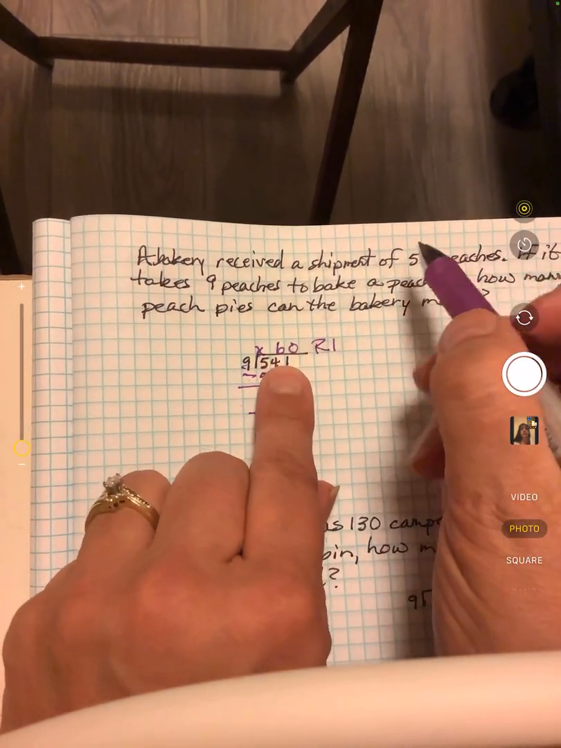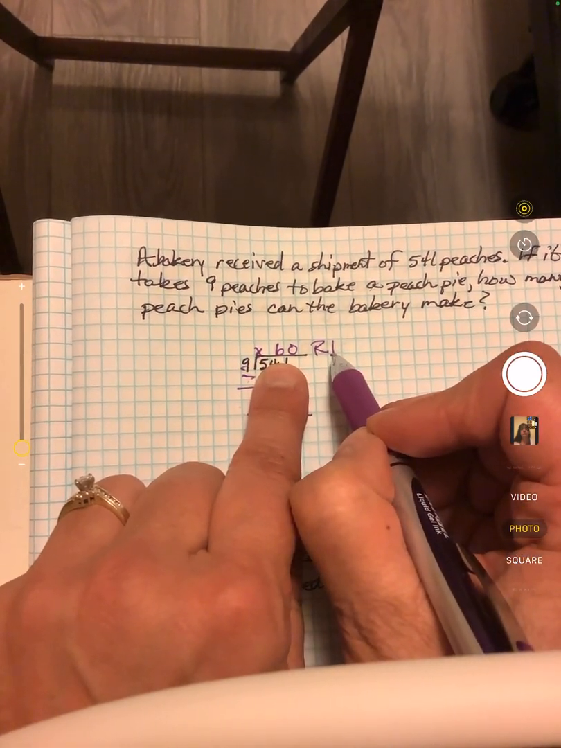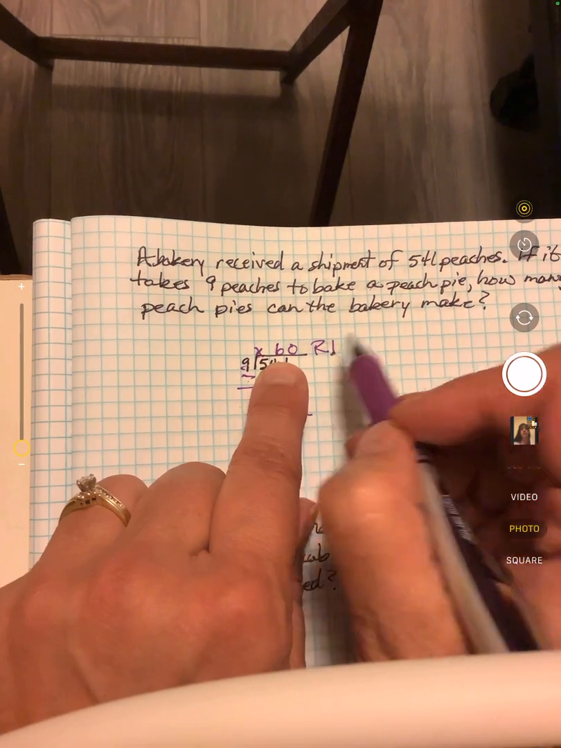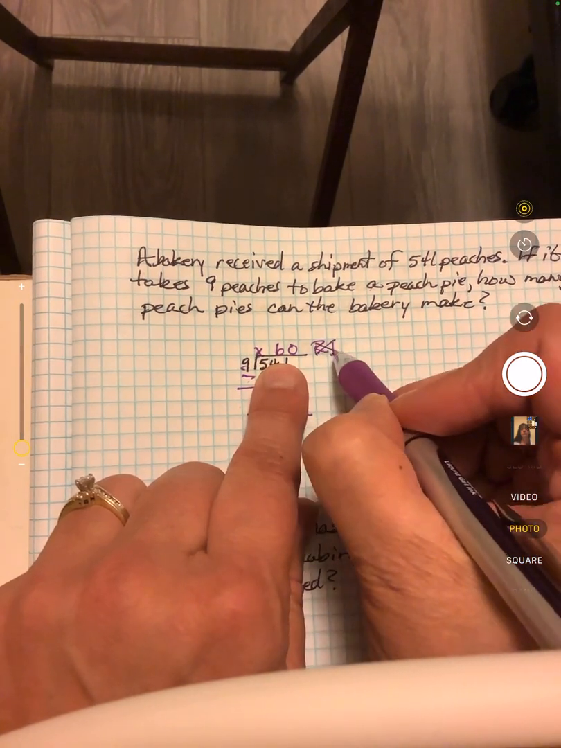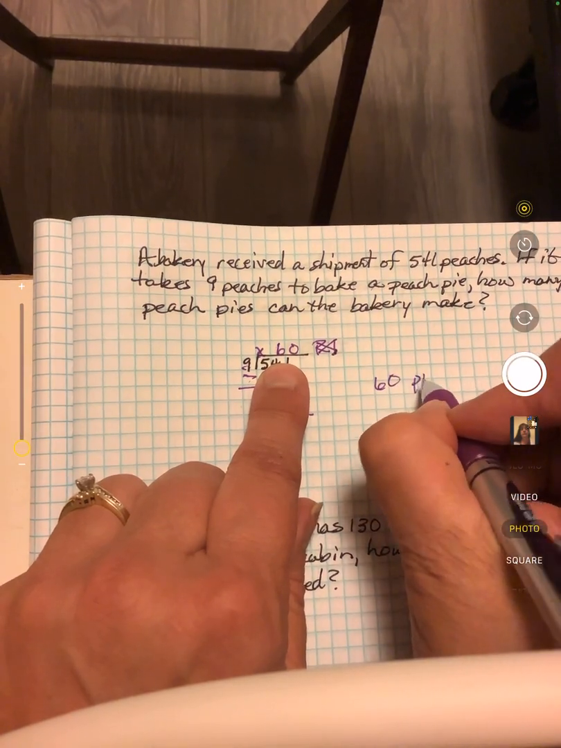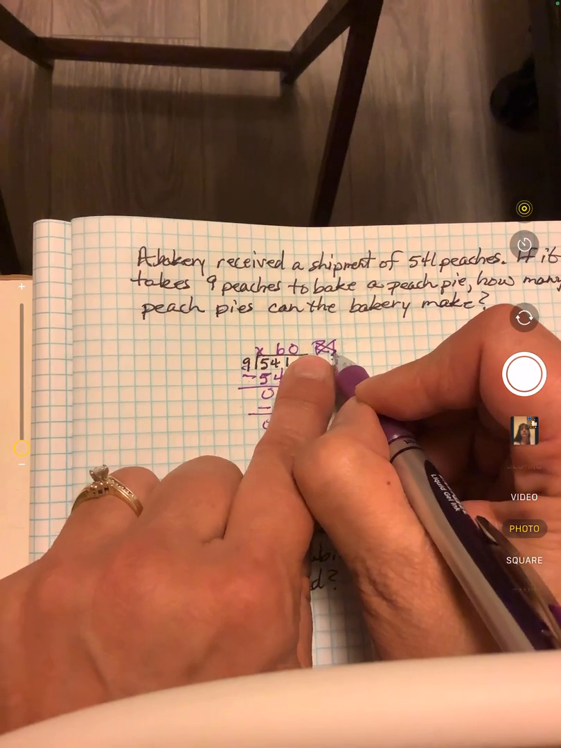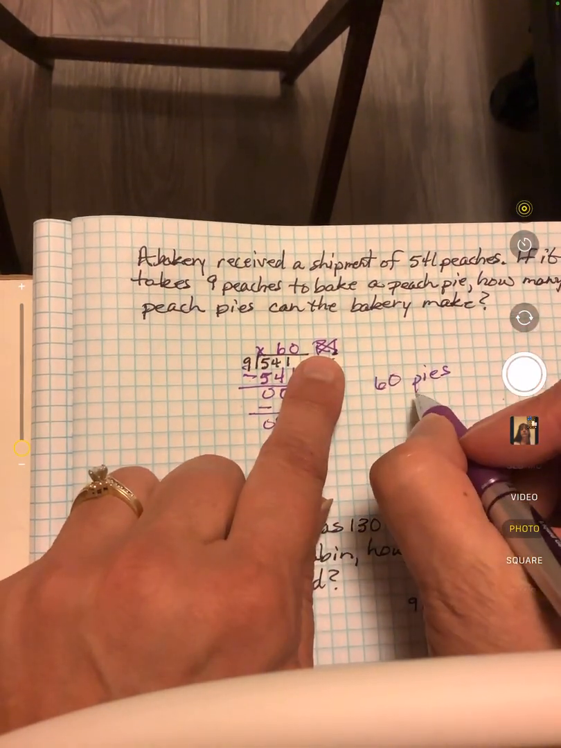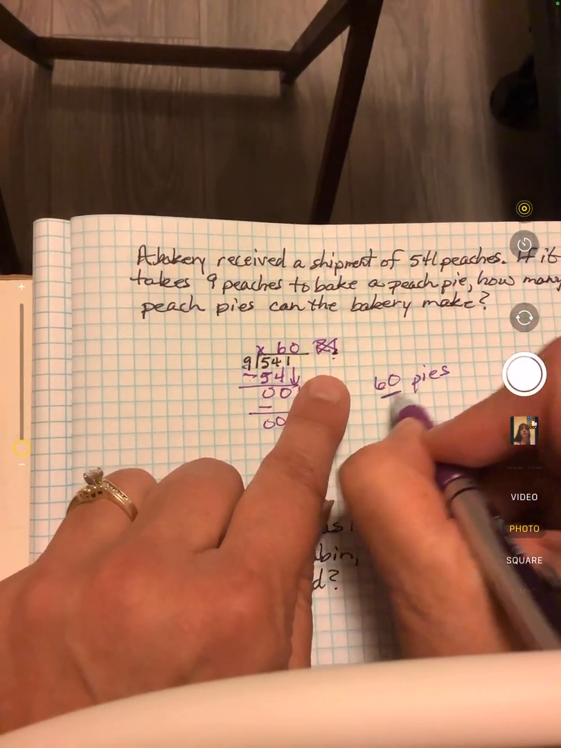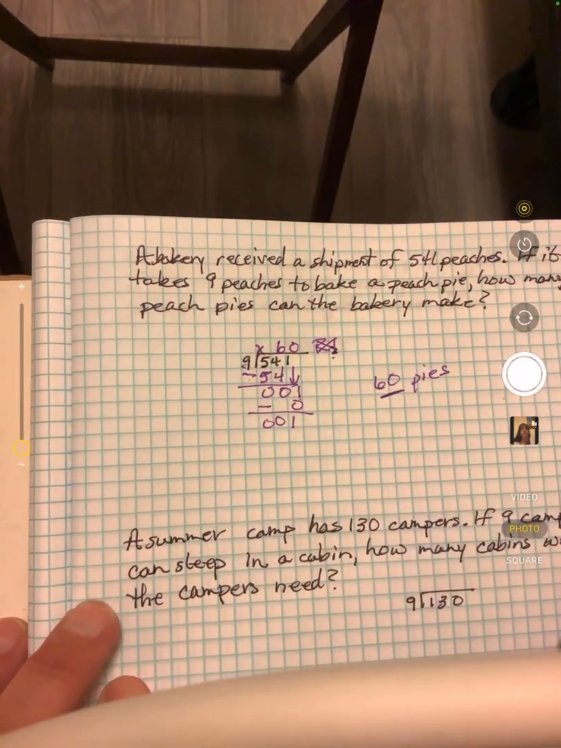Okay, so I can make 60 pies, but I have 1 peach left over. I can't make a whole pie with 1 peach, so that's not going to count. So I can only make 60 pies. I would have to have 8 more peaches to make another pie to get that to 61. So I can only count 60 because you can't make a pie with only 1 peach.